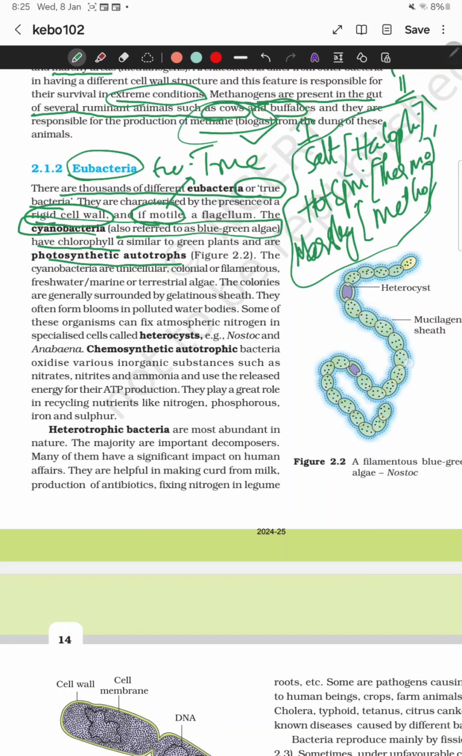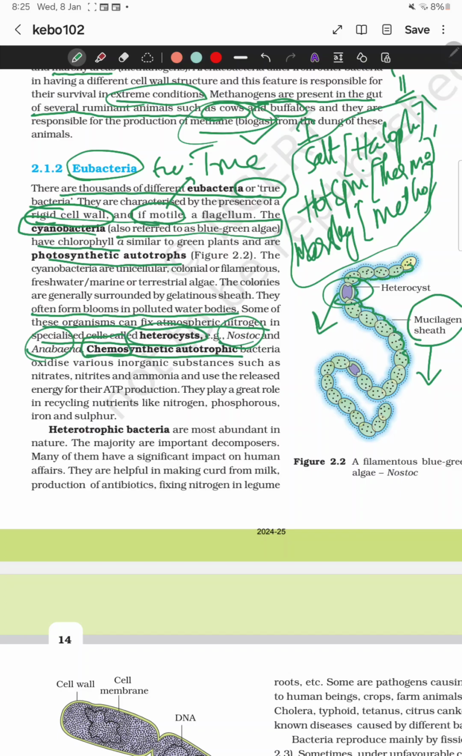These are surrounded by a gelatinous, mucilaginous sheet, and they often form blooms in polluted water bodies. Some of these organisms fix nitrogen, a specialization due to the presence of heterocysts. They can perform the nitrogen fixation process. Examples: Nostoc and Anabaena.